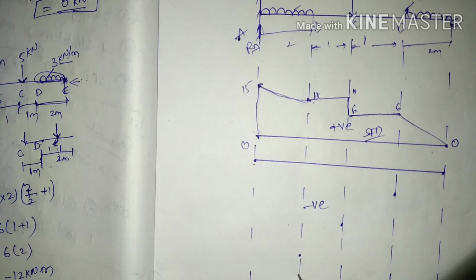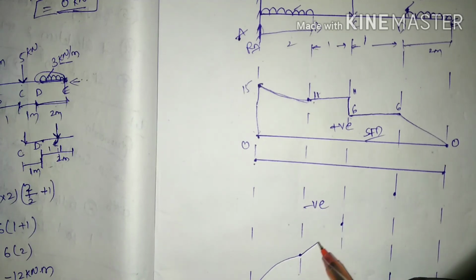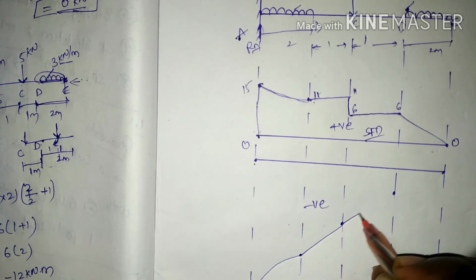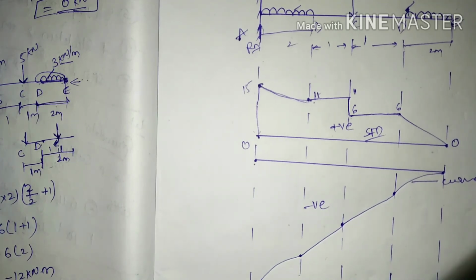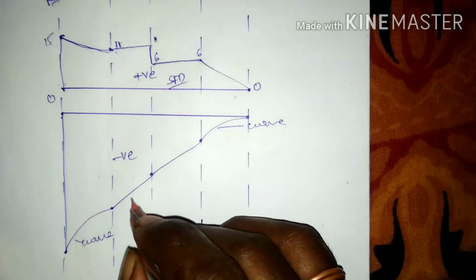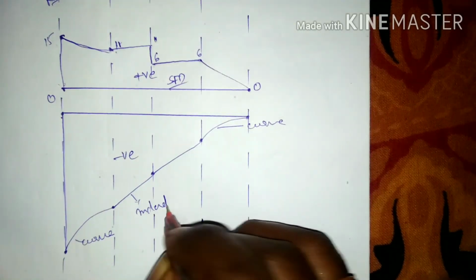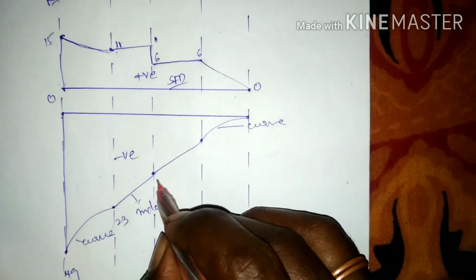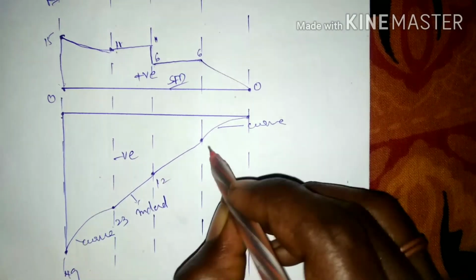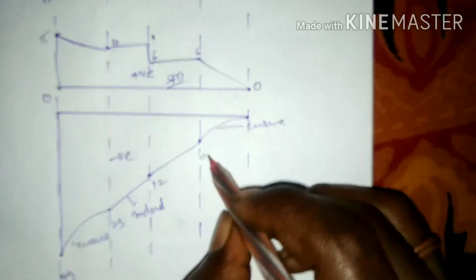From A to B, we are having a UDL, so it is going to be in a curve manner. From B to C, we are having no loads, so we are going with a straight line. Here also straight, thereafter with a curve. This is a curve. This is also in curve manner. These are inclined. Here the value is 49, this is 23, this is 12, and this is 6 kilonewton meter.